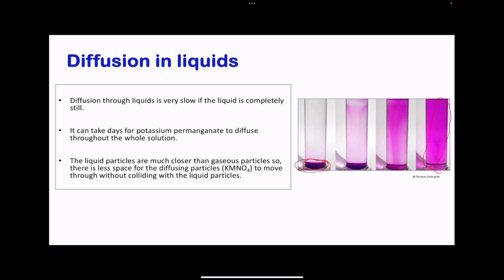But we can speed up the process of diffusion by mixing. So if you get a stirrer and mix here, the diffusion is going to occur faster. Or if we increase the temperature, the particles are going to move faster and the diffusion is going to occur much faster in comparison to without mixing.